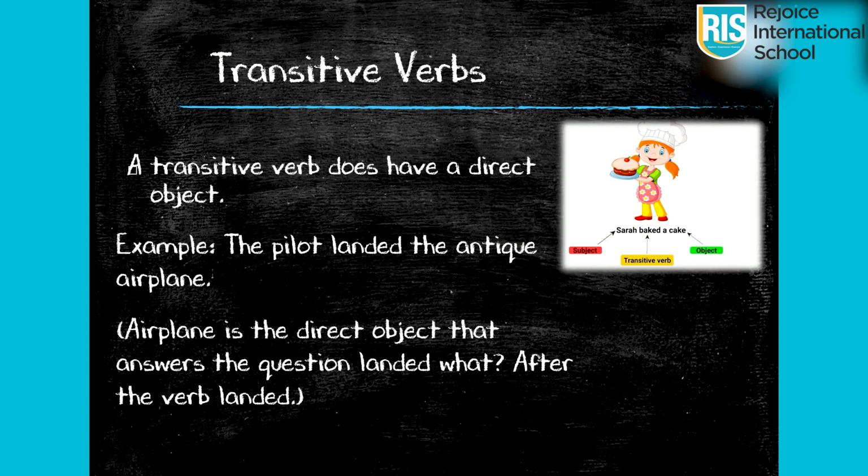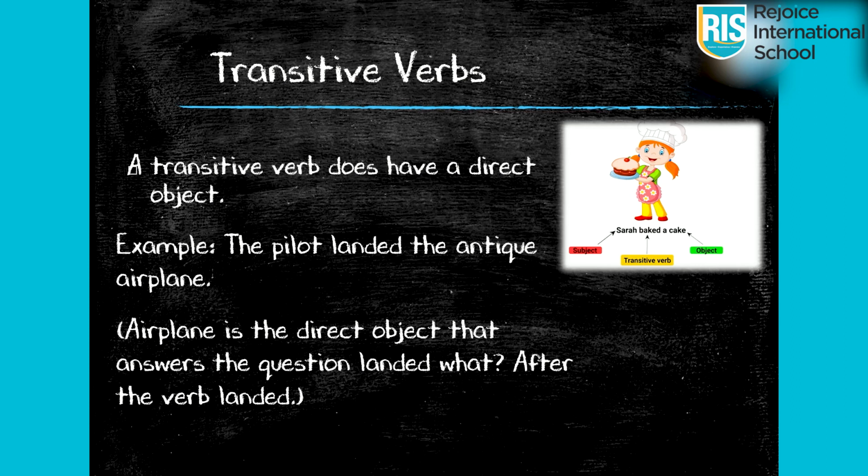Transitive verbs. Now what are transitive verbs? When an action is transferred from the subject to the object, it becomes a transitive verb. It always answers the question what. Let's take the example. Sarah baked a cake.